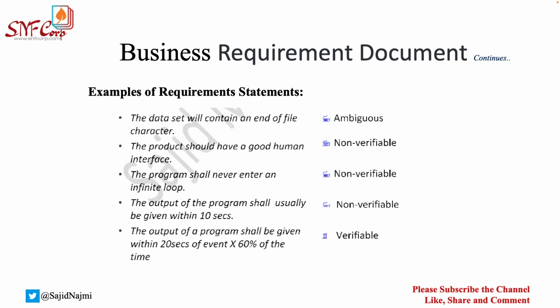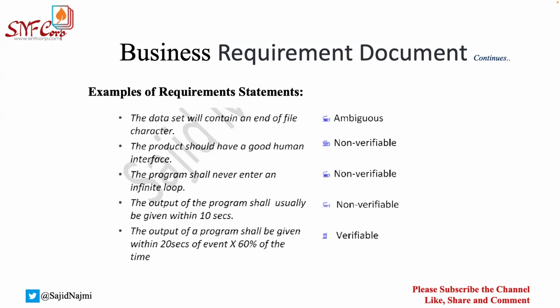If your developer sees this requirement, he or she will write code so that not only 60%, probably 100% of the time, it gives you the output within 20 seconds. So this will be easy for them to understand. Now, if you just say usually be given within 10 seconds, what do you mean by usually be given? It's not clear. It's a vague term. So as a BA, we should avoid writing these kinds of sentences in our requirements. We have to be very clear. It's like spoon feeding: write in very clear, easy to understand language.